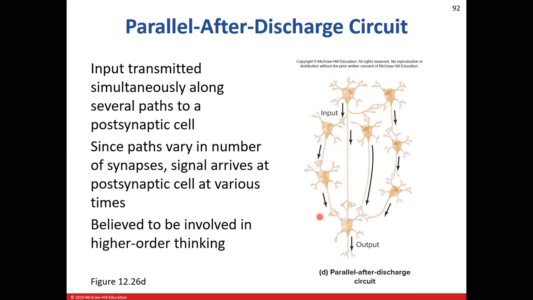We also then have our last one, which is a parallel after-discharge circuit. In this circuit, the input is transmitted simultaneously along several paths to a postsynaptic cell. Since the paths vary in number of synapses, the signal arrives at the postsynaptic cell at various times. And it's this particular type of circuit that's believed to be involved in higher-order thinking. Okay? And you can see the input here, it goes along different pathways. It's kind of parallel after it discharges until we get to one particular output.